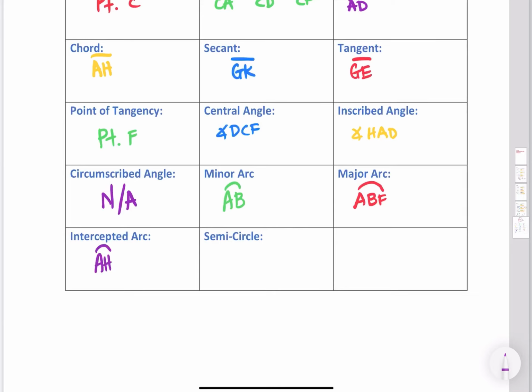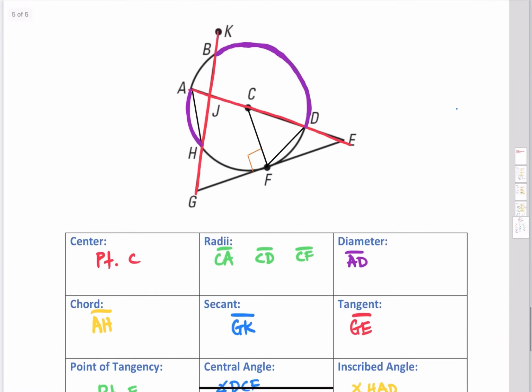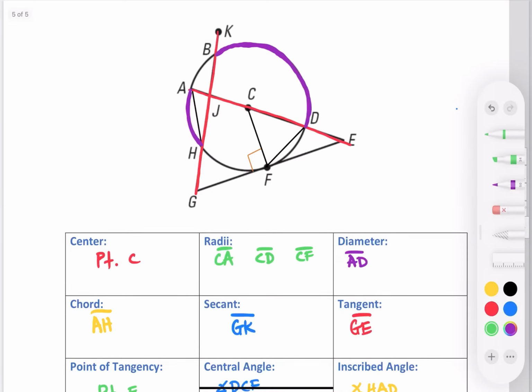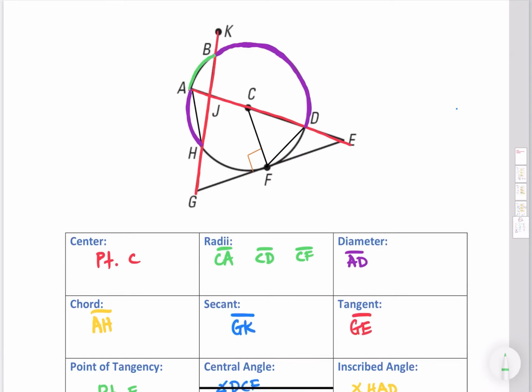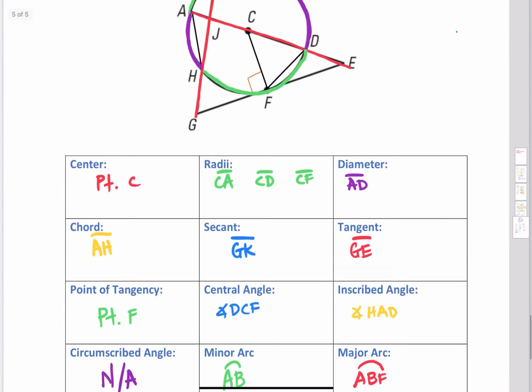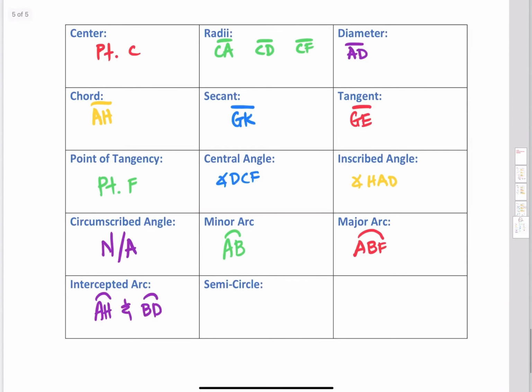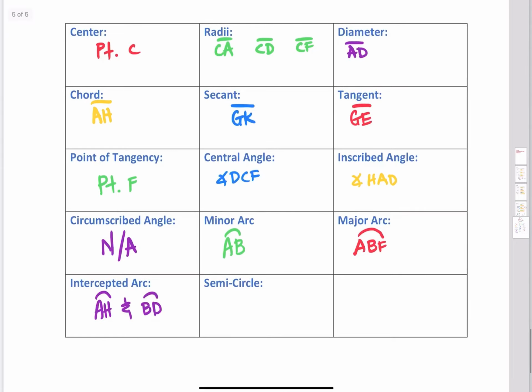AH and BD would be a pair. Now, I could have used those same two lines and called another pair being AB and HD. I'll go ahead and highlight that out for you. So AB and HD could have been another one. There are some more intercepted arcs as well that we won't list.